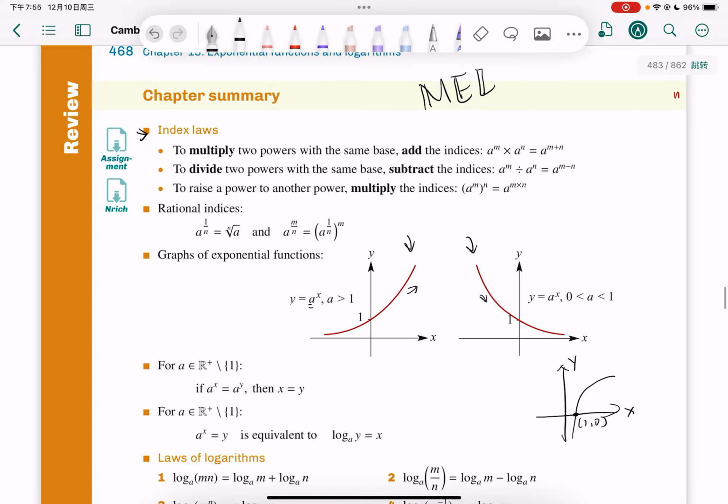First, the index laws. To multiply two powers with the same base, add the indices. For example, base a with the power m times base a with the power n. The only condition here is the same base, and the result is a to the power m plus n. For dividing, also with the condition of the same base, we subtract the powers: m minus n.